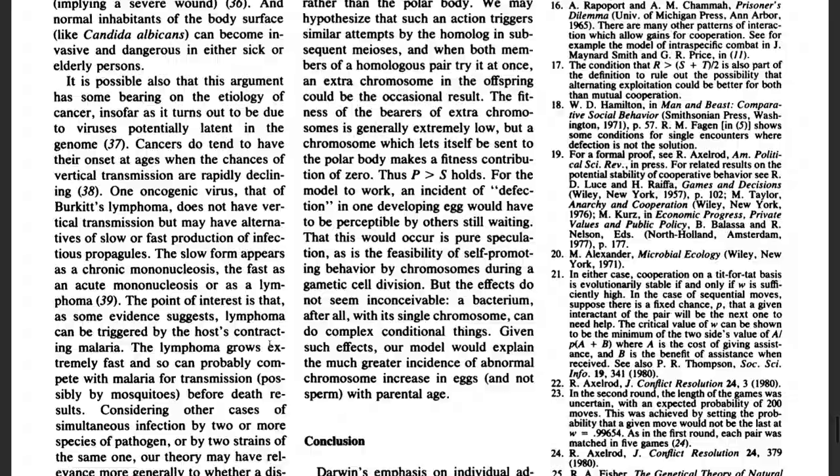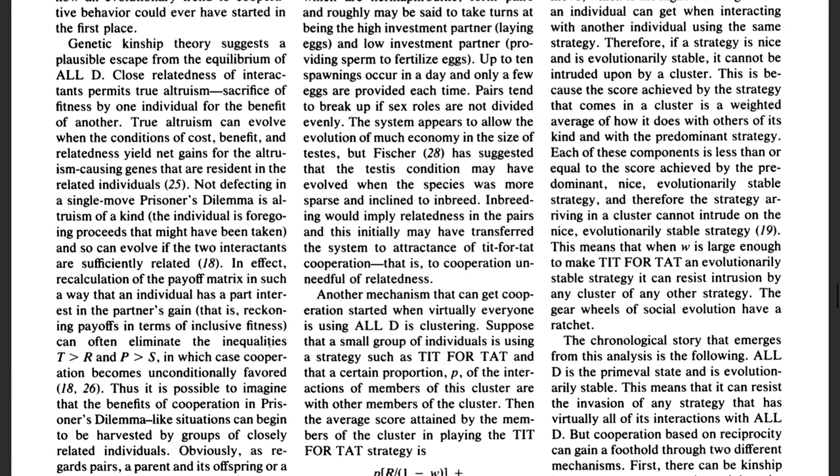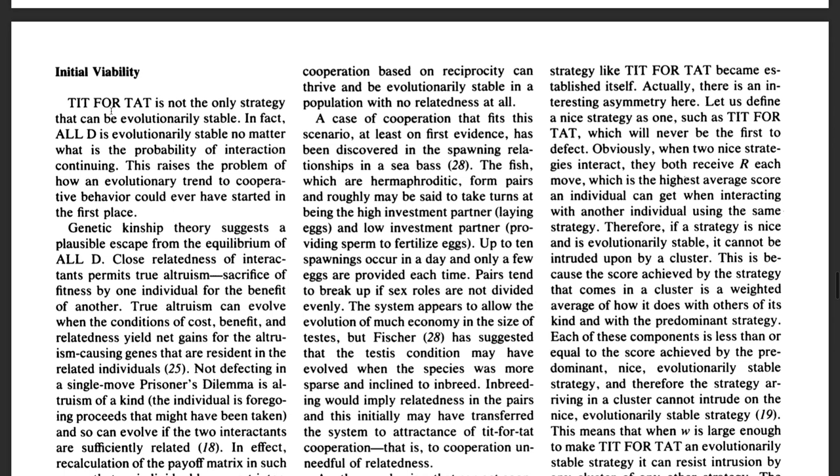And they actually have that point in the paper, somewhere here. They say that tit for tat is not in fact the only one; all D is evolutionary stable no matter what the probability of interaction continuing is. Okay, this raises the problem of how an evolutionary trend to cooperative behavior could ever have started in the first place. And one of their propositions is that it could have started with kinship kind of cooperation.